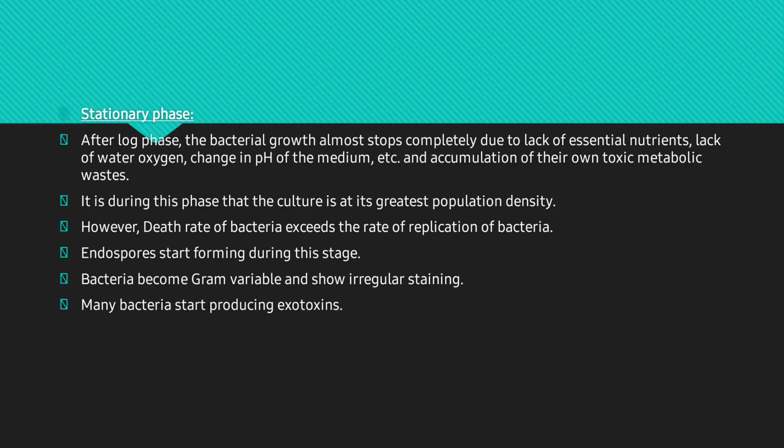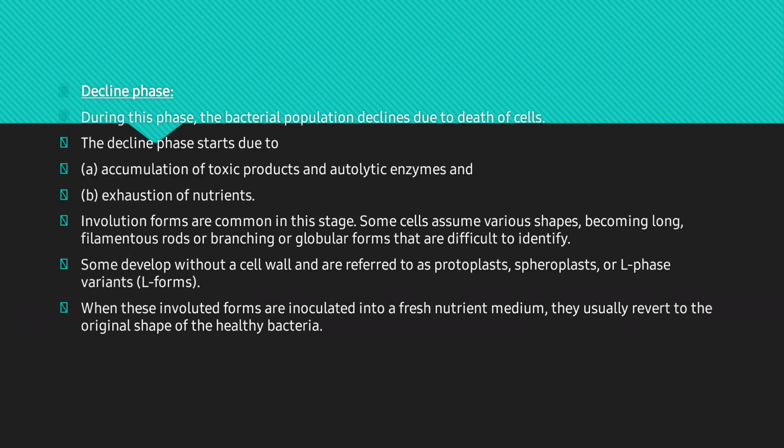Next phase is called the stationary phase. After log phase, the bacterial growth almost stops completely due to lack of essential nutrients, water, oxygen, change in pH of the medium, etc., and accumulation of their own toxic material, metabolic wastes. It is during this phase that the culture is at its greatest population density. The death rate of bacteria exceeds the rate of replication of bacteria. Endospores start forming during this stage. Bacteria become gram variable and show irregular staining. And also it produces exotoxins.